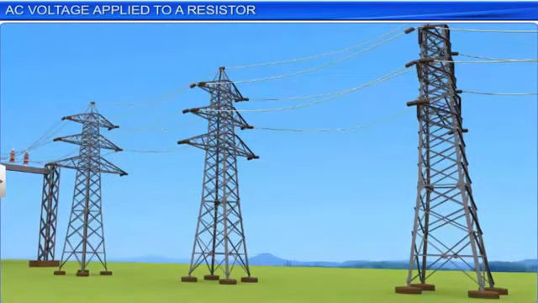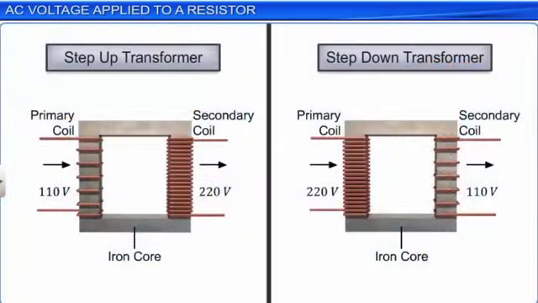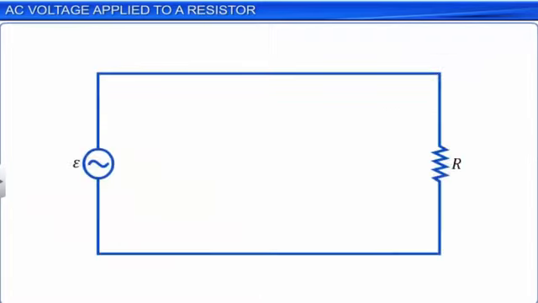Electrical energy supplied to consumers is transmitted and distributed through power grids as alternating current. AC is preferred to DC mainly because AC voltages can be easily and efficiently converted from lower to higher voltages and vice versa using transformers. Let us study what happens when an AC voltage source is connected in series to a resistor with resistance R.